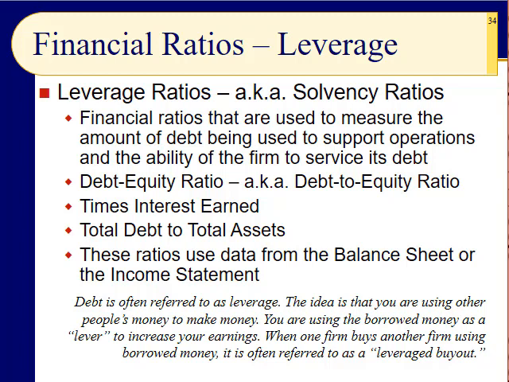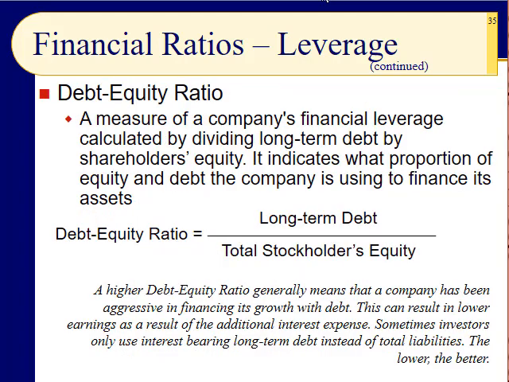Anyway, so let's now take it back and take a look at big companies with lots of zeros after their numbers instead of us little people. And so let's take a look at the debt to equity ratio. This is a measure of a company's financial leverage calculated by dividing long-term debt by shareholders' equity. It indicates what proportion of equity and debt the company is using to finance its assets.